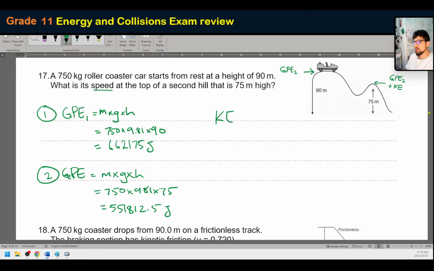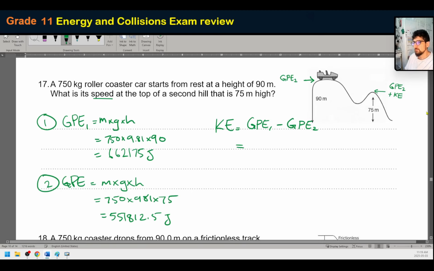Now, kinetic energy on the second hill is going to be equal to GPE1 minus GPE2. The reason being, of course, that GPE1 is the total energy, and that's how much energy was lost in gravitational potential energy form. So what's left is going to be kinetic energy. So that's going to equal 110,362.5 joules.